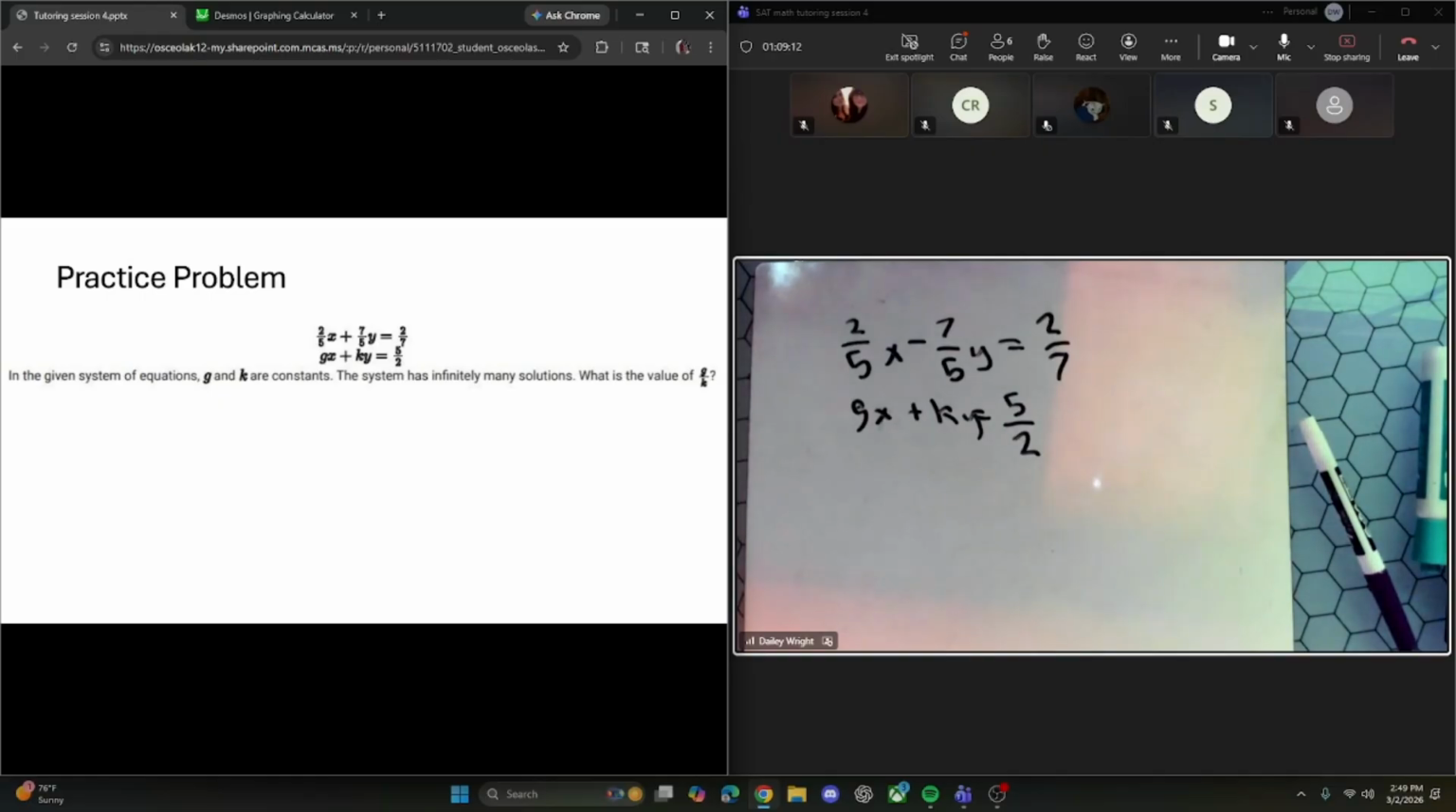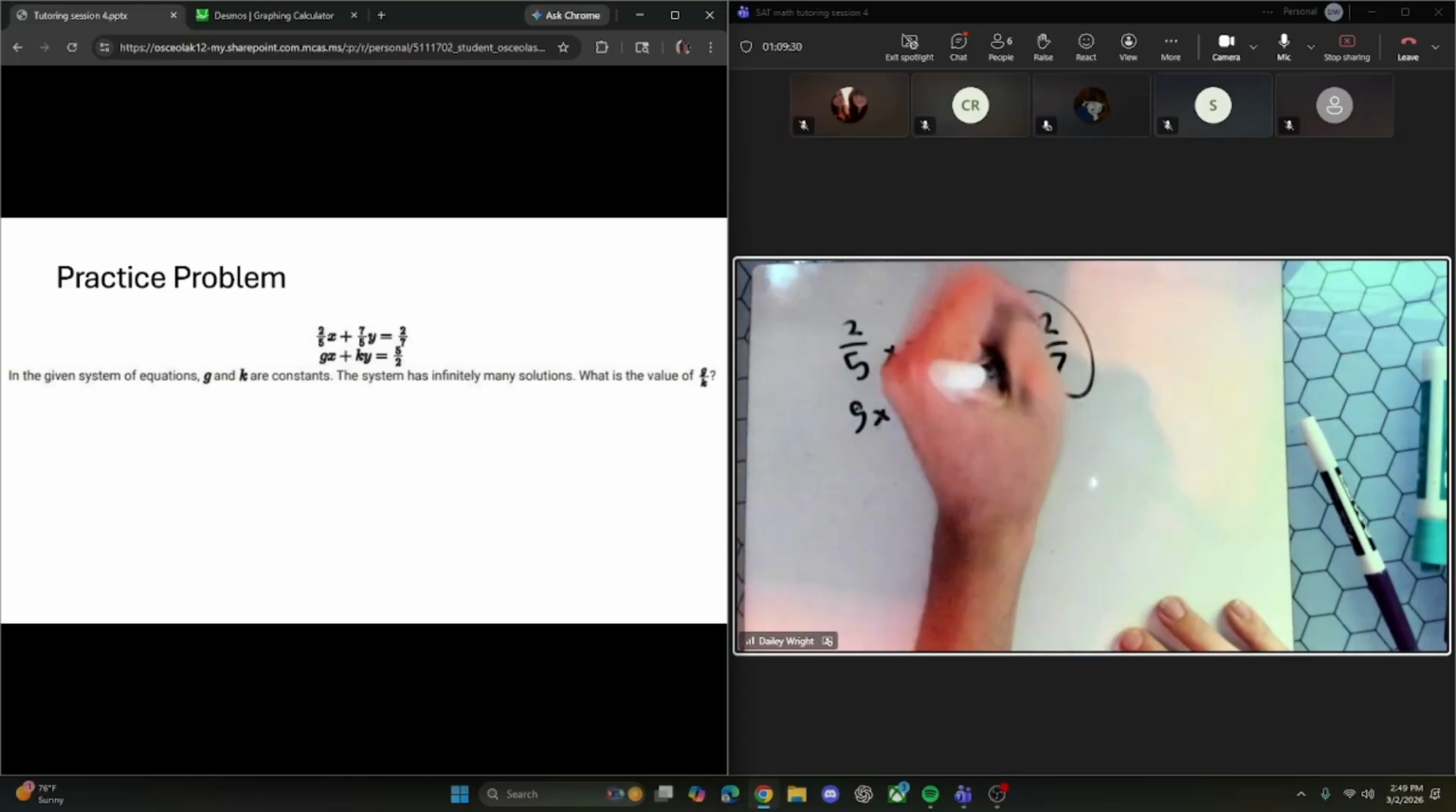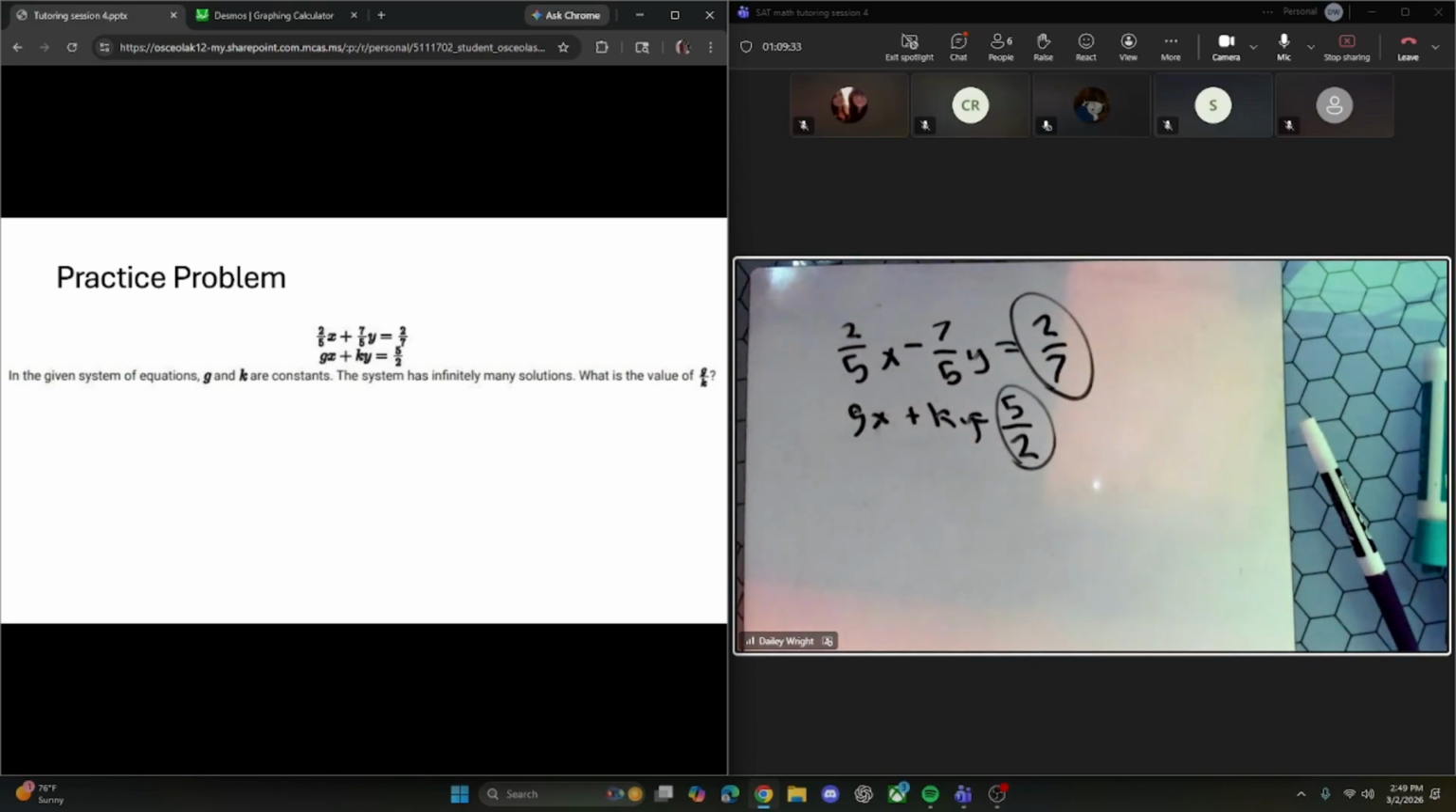So what you want to do here is, it says the system has infinitely many solutions. So you want your coefficients of your y's, your coefficients of your x's, and your y-intercepts to be the same, which is that b, right? These are all just y equals mx plus b in different forms. So you need these numbers to be the same as well before you can find g and k. So we're going to go ahead and make those the same, and I would set them both equal to 1.